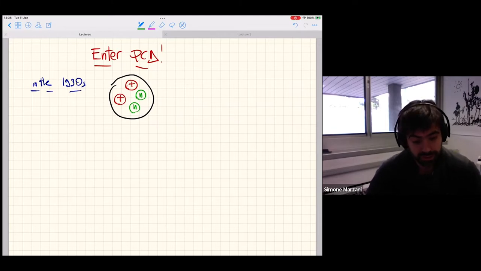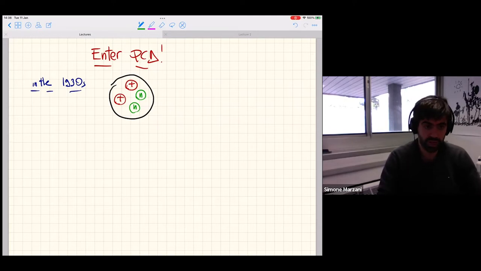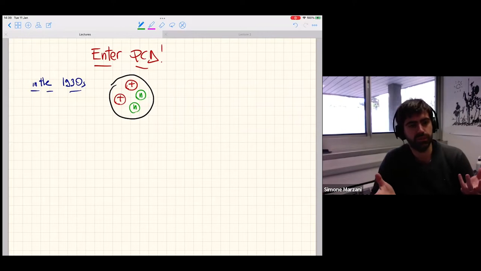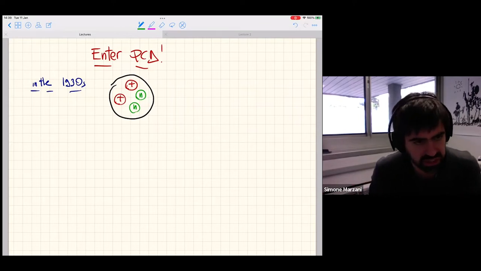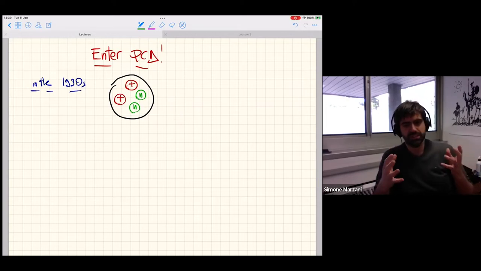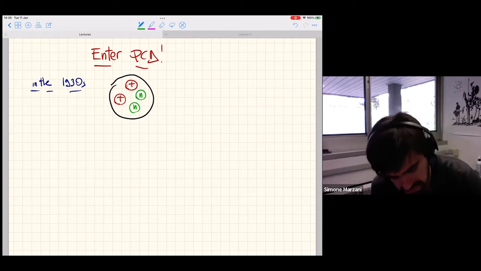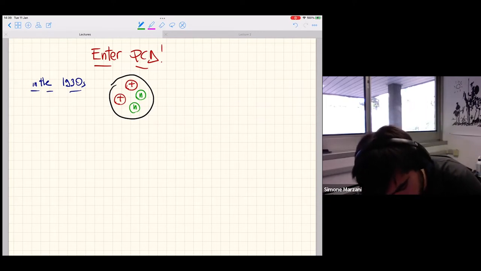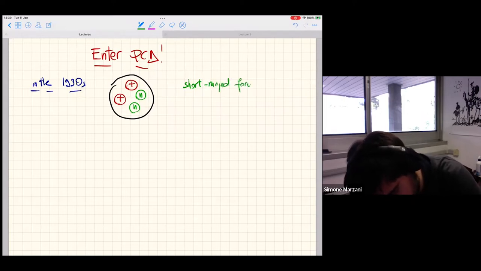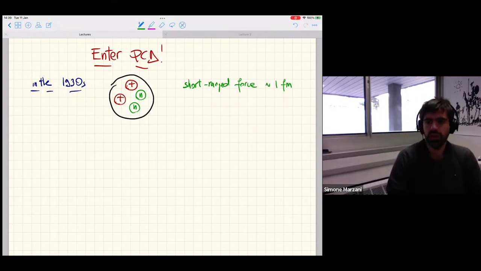And this has to be a rather strong force, hence the name, because it needs to win over the electromagnetic, the Coulomb repulsion between positively charged particles. But also, we really don't have any experience of this force at scales bigger than the nuclei. The strong force doesn't really affect chemistry, doesn't really affect atomic physics. So it has to be something with a very short range of action, roughly the size of the nucleus, roughly one femtometer.